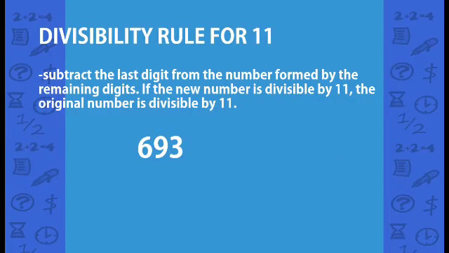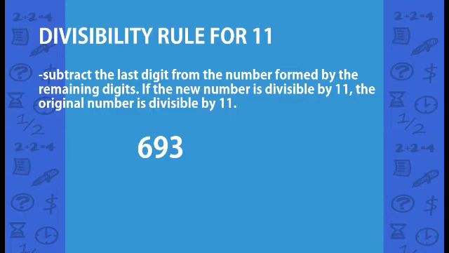Divisibility rule for 11. So, how can we know if the number is divisible by 11? So, we will subtract the last digit from the number formed by the remaining digits. If the new number is divisible by 11, then the original number is divisible by 11. So, let's try the example and identify if the number is divisible by 11.